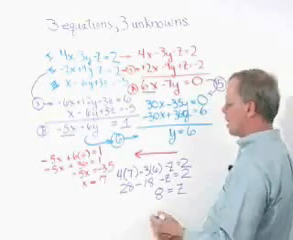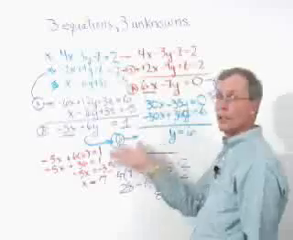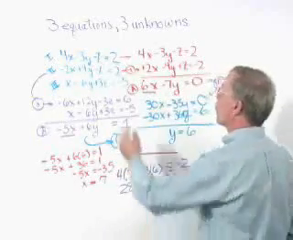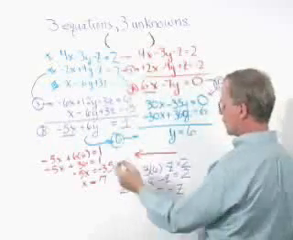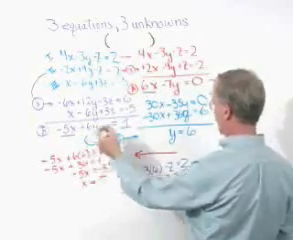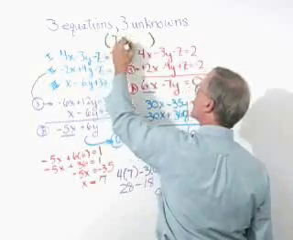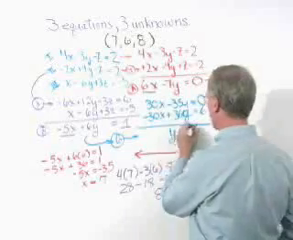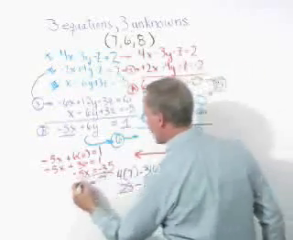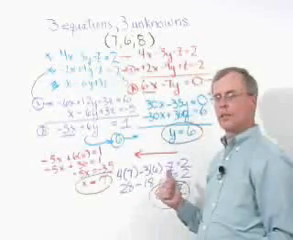Our answer to this rather complicated looking process is an ordered triple, which in this case is x, y, z is 7, 6, 8. And we can write it like that, or we can just write it neatly, x equals 7, y equals 6, and z equals 8.